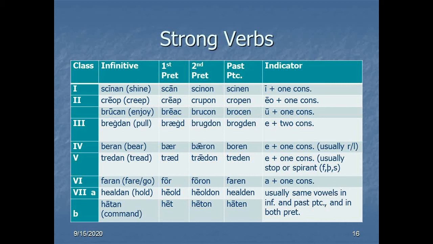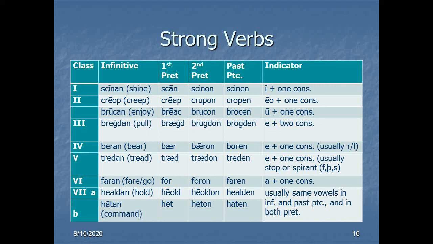Whereas in the past participle, shinen, again, the root verb doesn't change, but it has the n suffix to indicate the past participle. These are the simplest of the strong verbs, I think, because across the principal parts, the only place where the vowel changes is in the first preterite, in the singular past tense. And what their indicators are, that is, the things that identify them as such if you're reading, is that the root syllable has the vowel long I, followed by one consonant. That's it.